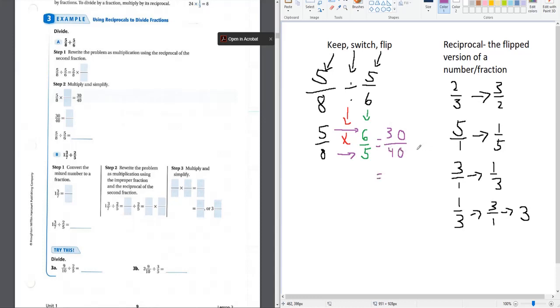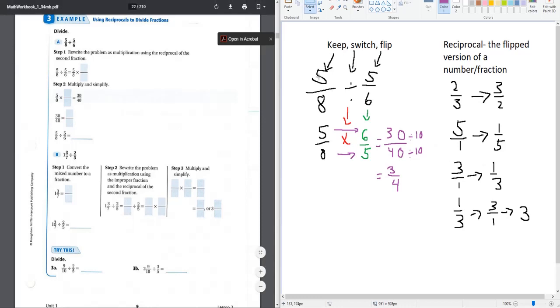And then don't forget to simplify. Something that both of these can be divided by is 10. So you have to start getting used to simplifying your fractions. If you're not really sure how to simplify your fractions, we can talk about it during class, or you just need a little bit more practice, that's okay too. So this comes out to 3 over 4. Okay? We can do another one.